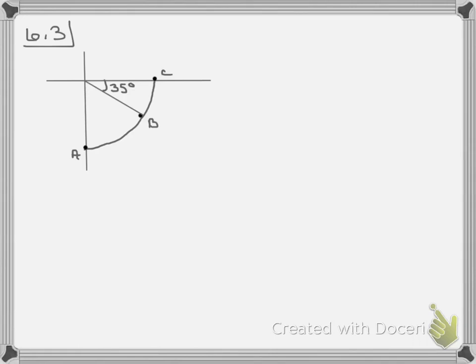So I want to look at problem 6.3 out of the textbook. Problem 6.3 says, a car initially traveling eastward turns north by traveling in a circular path at a uniform speed as shown in this diagram. The length of the path from A to B to C is 235 meters, and the car completes the turn in 36 seconds.